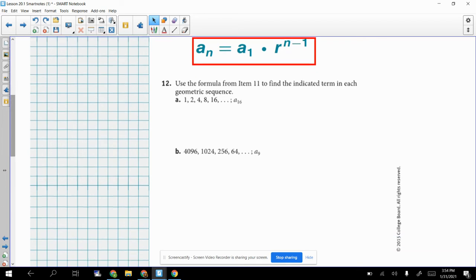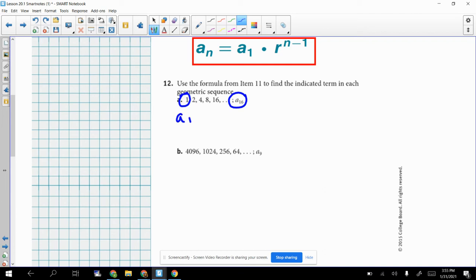So 12a, it's asking us to find a sub 16. That's the first thing here. We want to find a sub 16. And we're going to use this formula here. And so we need what our a sub 1 is. So our first term is 1. And then we also need what our r is, or our common ratio. And our common ratio, so 1 to 2, they're multiplying by 2. 2 to 4 multiplying by 2, and so on and so forth. So our common ratio is 2.